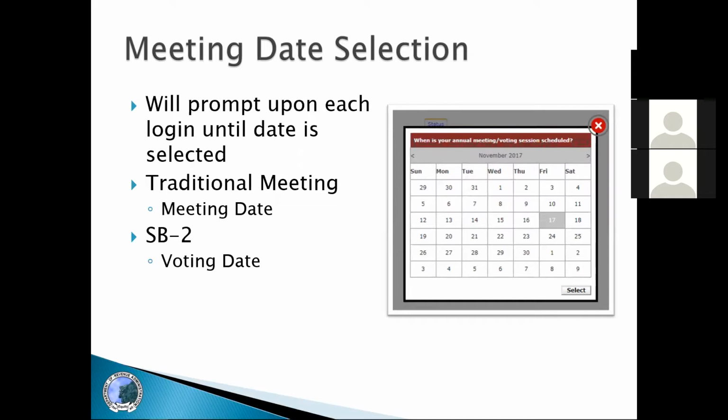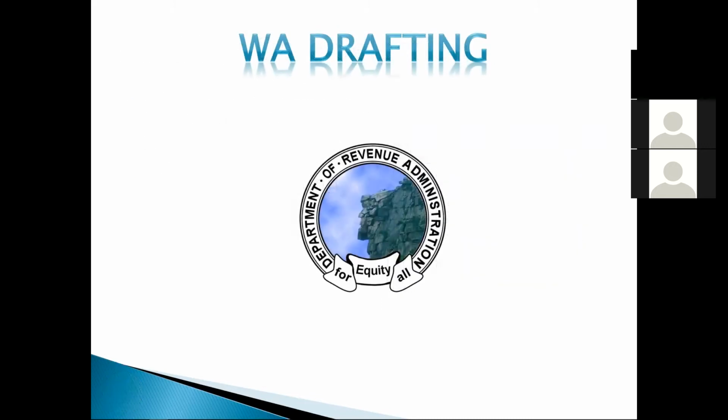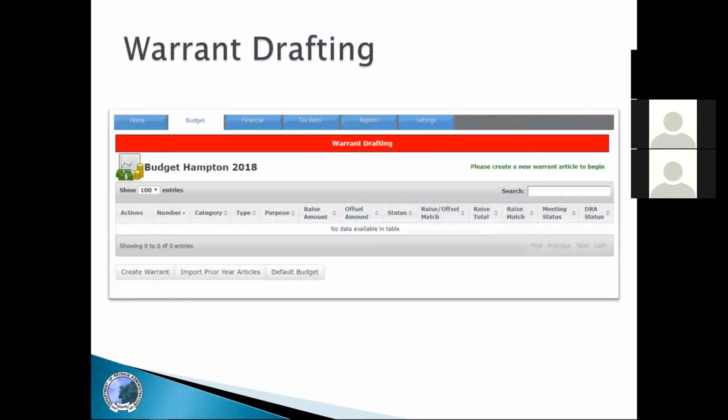The reason we ask that question is because all of your form due dates are driven from your meeting date. Everything's due 20 days after annual meeting. So it's important that you have the right date in the system. If you enter the wrong date accidentally, just email the customer support team and we can go ahead and correct that. So we'll talk about warrant article drafting a little bit in concept, and then I'll bring over the software and we'll do a live demonstration.